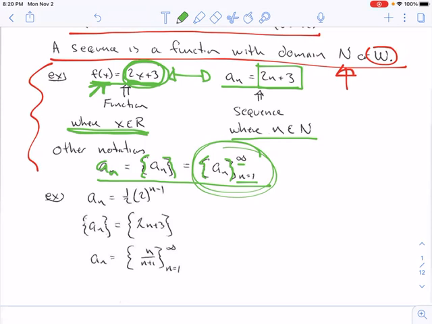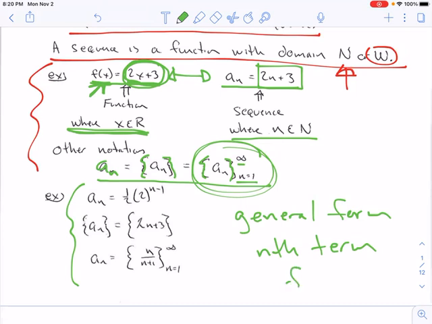So here are some different examples. Now these would be called the general form, or the nth term. We call it the general form of the sequence, or the nth term formula. The nth term formula for a sequence. And so a sub n is equal to 1/2 times 2 to the n minus 1.